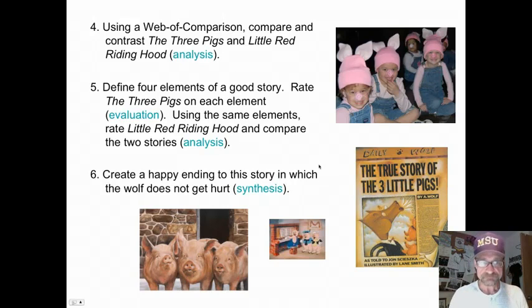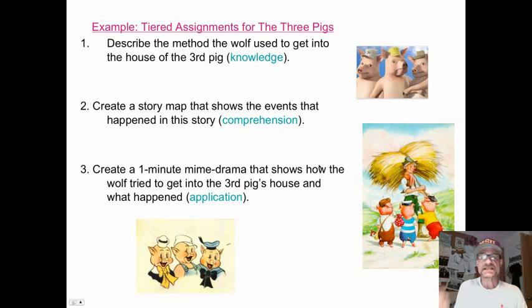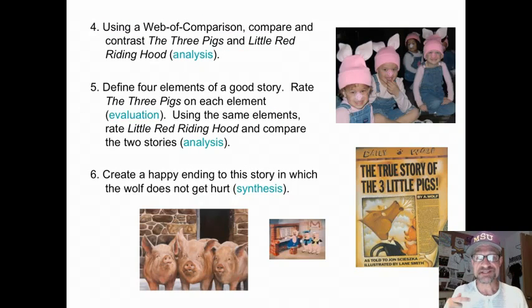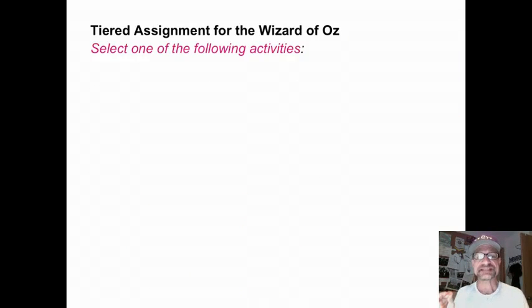Synthesis. All right? So, if you're using tiered assignments, you would have maybe 1, 2, or at the most 3 of these on the board after reading the story or after having the lesson, and students would either be assigned one of these activities or get their choice. I showed you this at the very most simplest level so you get the idea.